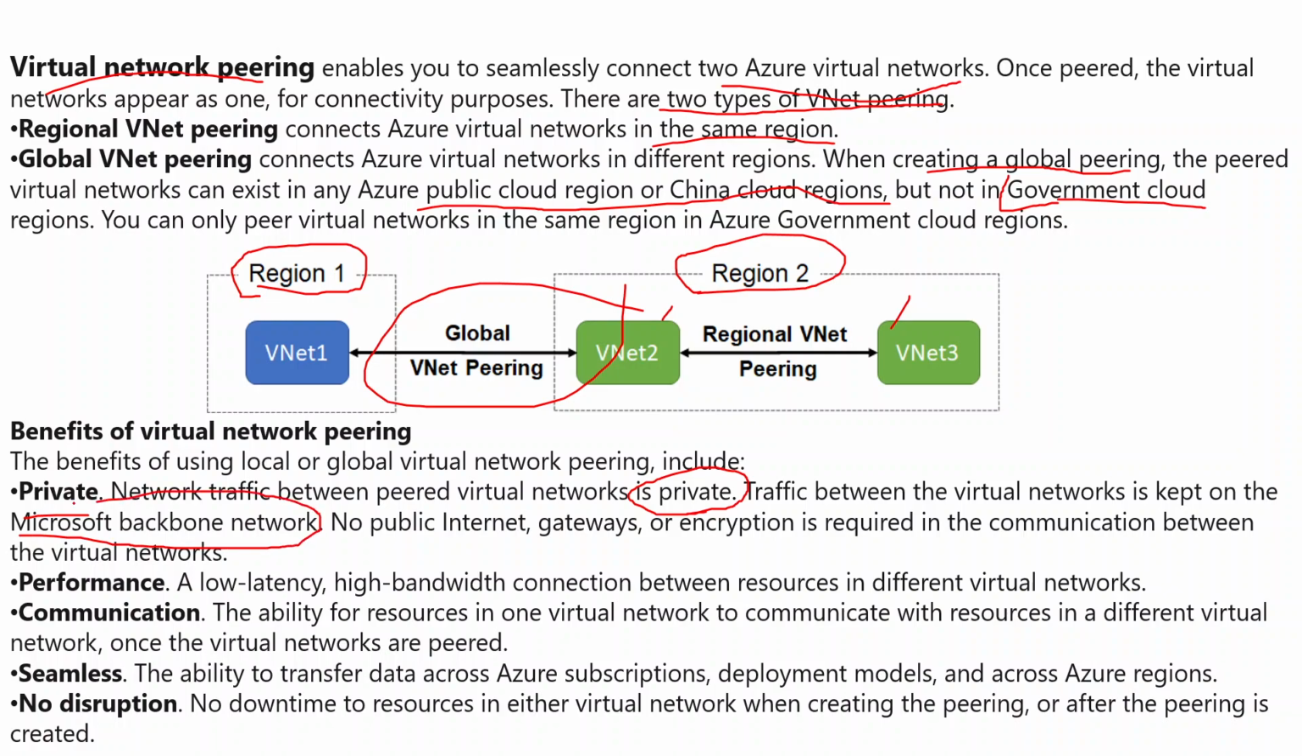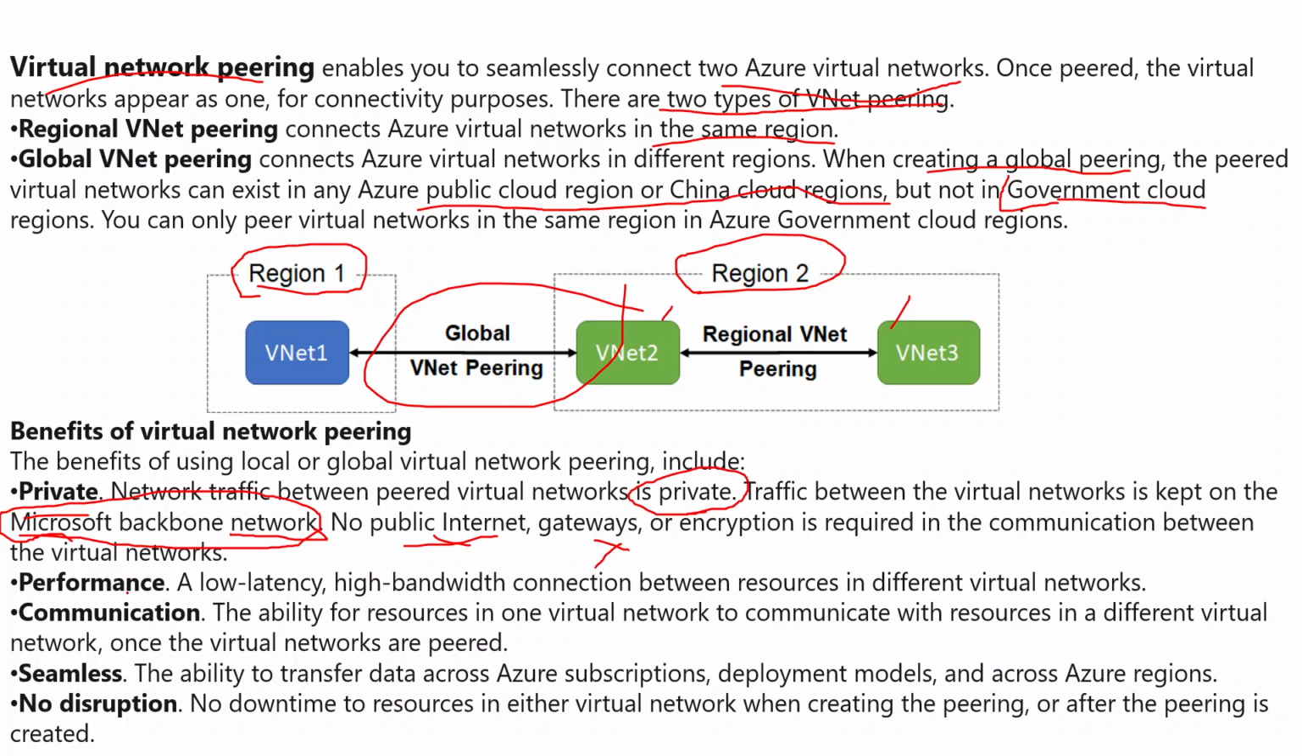So you will have a Microsoft backbone network. Whatever communications happen between the Azure resources, all of them happen through the Microsoft backbone network only. It is a type of network that is internal to Microsoft, and they manage these things. No public internet gateways or encryption are required. Because it is managed through the Microsoft backbone network, you do not require any public internet, gateways, or encryption between the communication. This covers the private aspect.